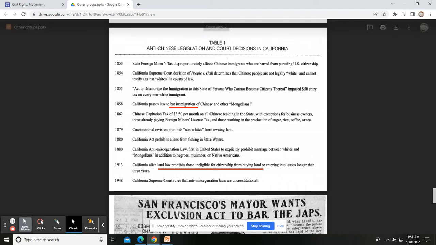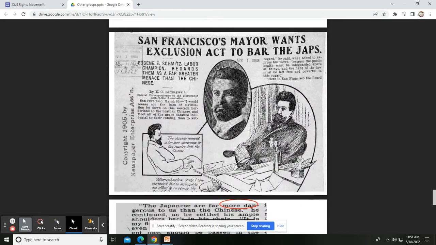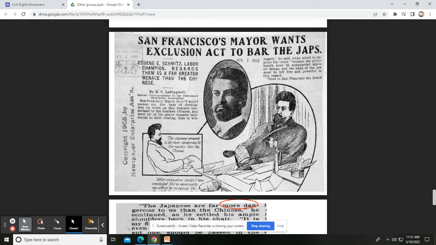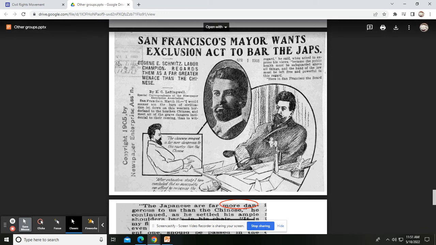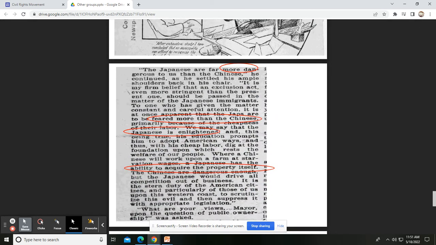Let's see. We have white, non-white, and so the reason why that's becoming problematic. Again, we address the issue of race being a social construct, and so in this article here, the San Francisco mayor wants the Exclusion Act to also bar the Japanese. So the mayor of San Francisco is arguing this. We first started with the Chinese coming over here, but now we're starting to see a situation where the Japanese are also coming over here. So the mayor wants the Exclusion Act to also include this group, the Japanese.